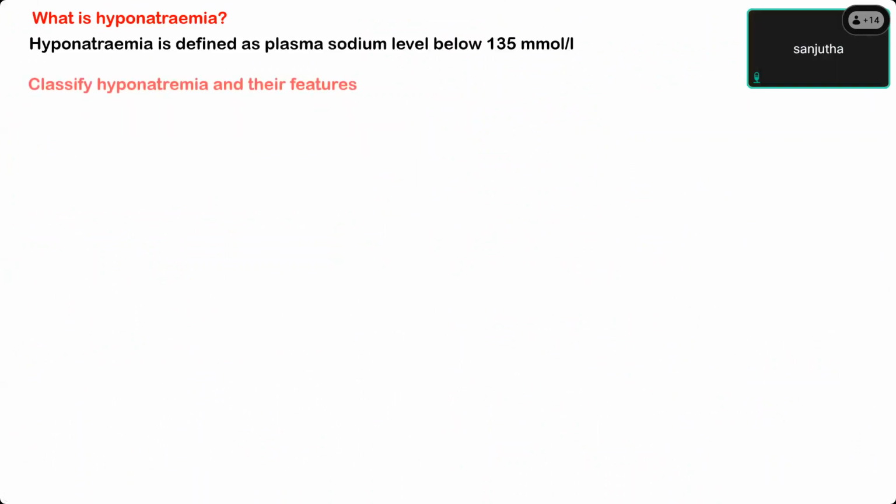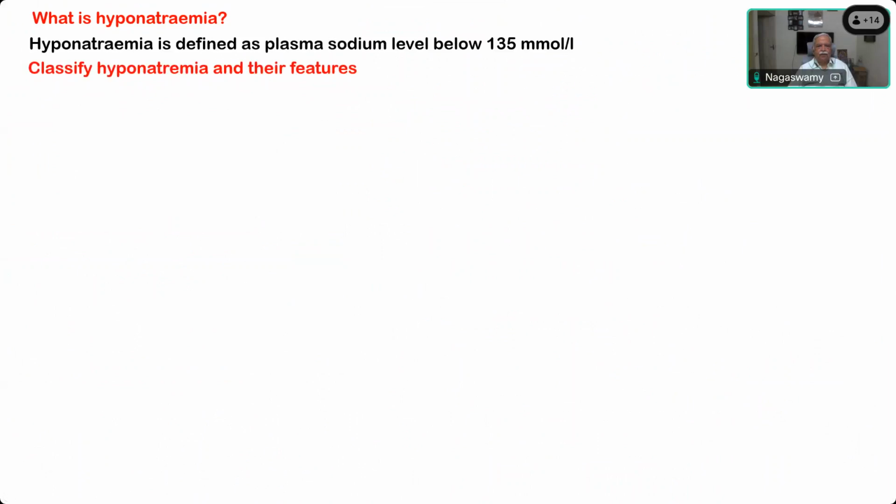When the plasma sodium level is less than 135 milliequivalents per liter, it is hyponatremia. Classify hyponatremia into euvolemic hyponatremia, hypovolemic hyponatremia, and hypervolemic hyponatremia. That is one classification. Any other?